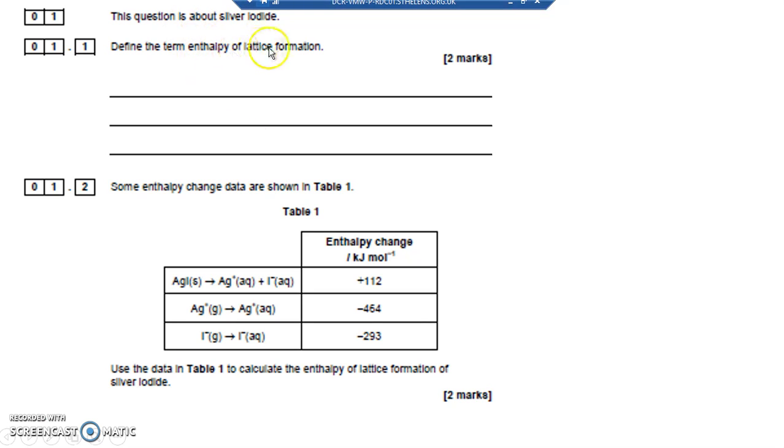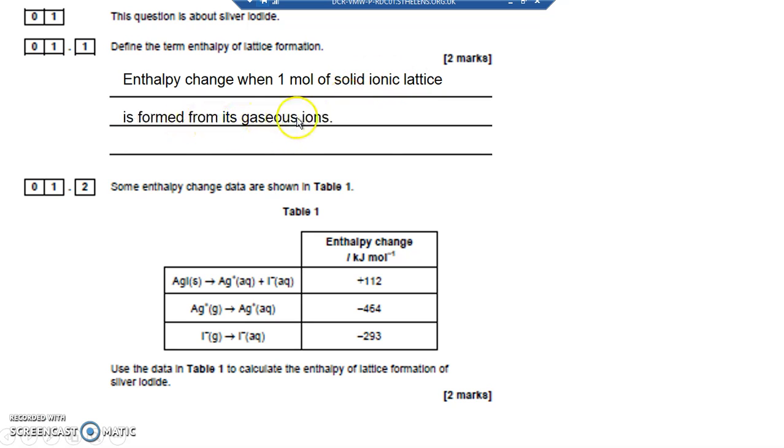Give the term enthalpy of lattice formation, question 1. So this is the enthalpy change, the energy change, when 1 mole of a solid ionic lattice, try and use the words solid ionic lattice in there, is made from its gaseous ions. So for example, Ag+ gas and I- gas make AgI as a solid ionic lattice.